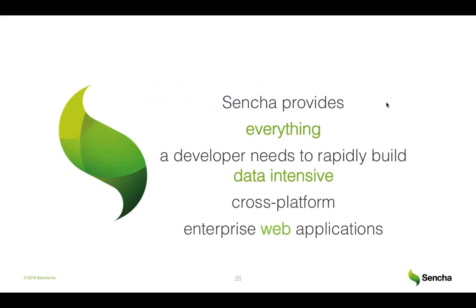And the simple answer is, as a mission, Sencha basically wants to provide everything that our developers need to rapidly build data-intensive cross-platform enterprise web applications. If you look at what we have so far in our offerings, we have grids, pivot grid, and a charting package that are all geared towards exploratory visualizations and big complex data-centric applications.